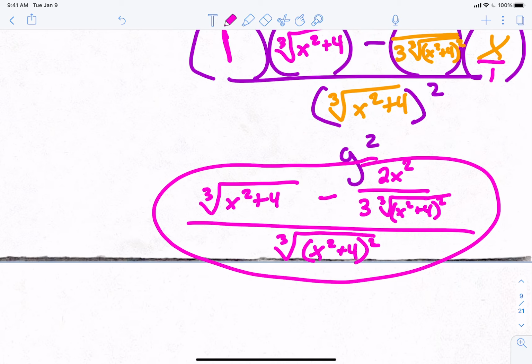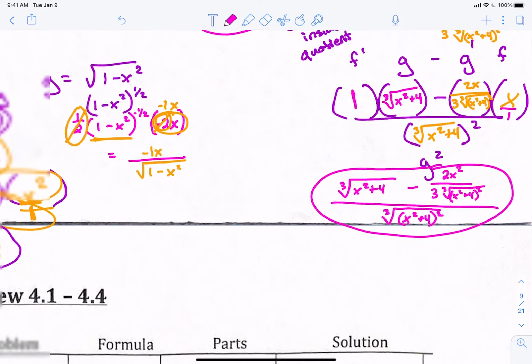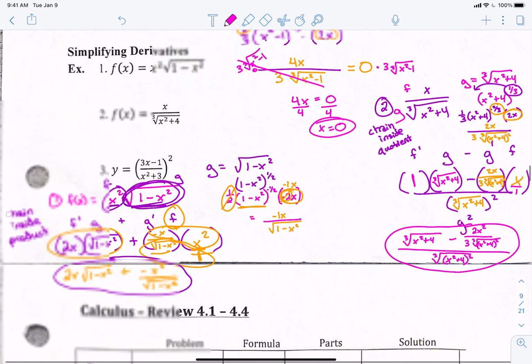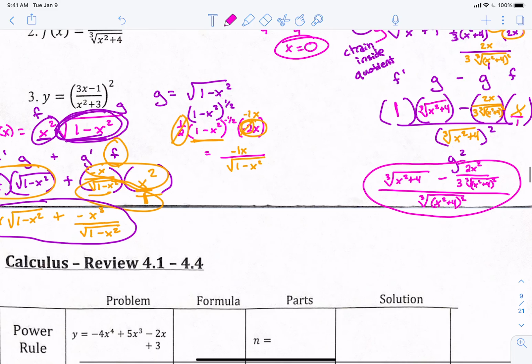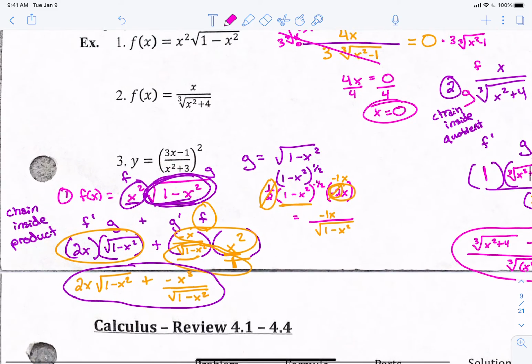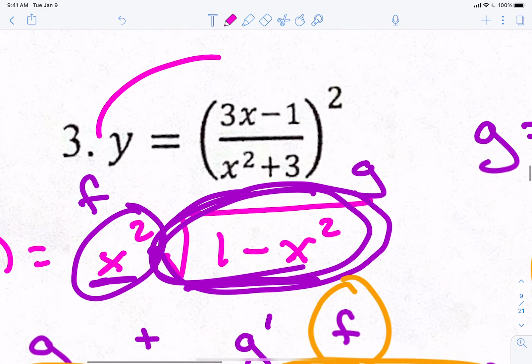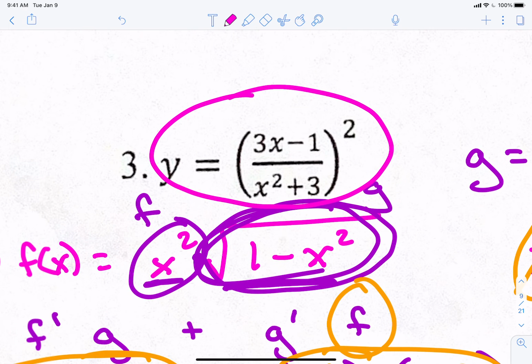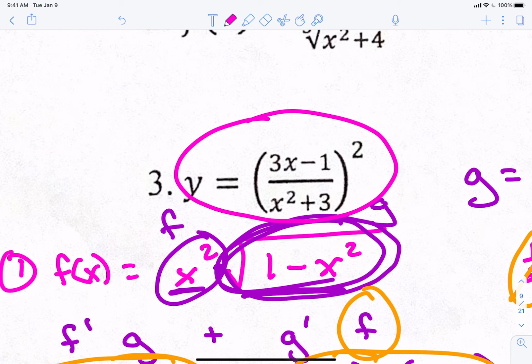Now I've gotta label some of these. Chain inside of a product. Chain inside of a quotient. Okay, third one. Should we do number 3? Let's label number 3 though. That's 4. What is number 3? Let's not do it. What inside of what? For number 3, it's a quotient inside of a chain.